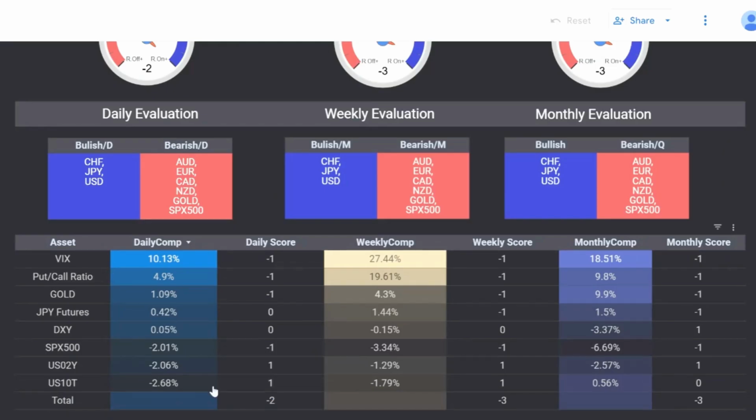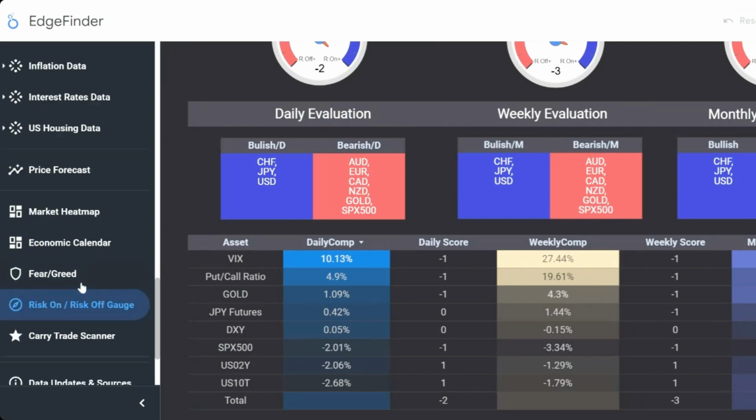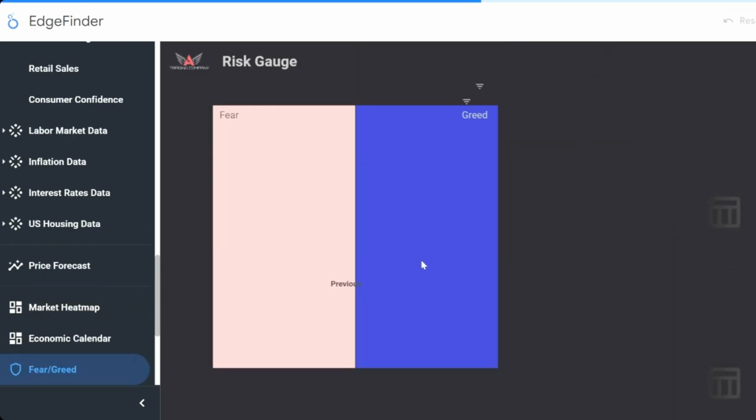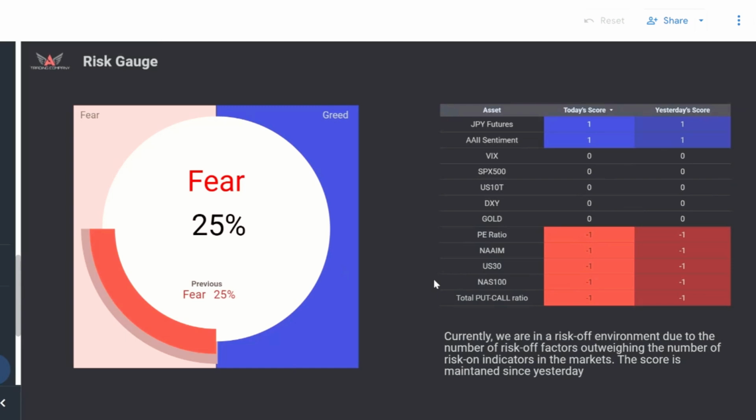And right at the bottom here, it also gives you all the important sentiment indicators. For example, percentage change in VIX, which I've taught you before, put call ratio, percentage change in gold, which is also an important sentiment indicator, as well as S&P 500 and the various bond yields. And if you are still not clear, you can double confirm using the fear, greed, risk gauge. And because we are in a risk off market, you can see there's a considerable amount of fear.